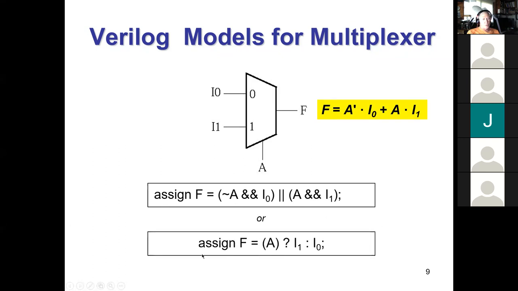Or you can use this assign statement that we just talked about. F gets, you evaluate signal A. If it's true, you assign I1. That would be A equals 1. If it's false, A equals 0, you assign I0. This is very powerful. You should definitely make it a habit to incorporate this in your code. And it definitely saves you using the always blocks for these bastardized combinational circuits. It's a lot more readable in my view, most of the time. Not always. Sometimes it's not as readable.